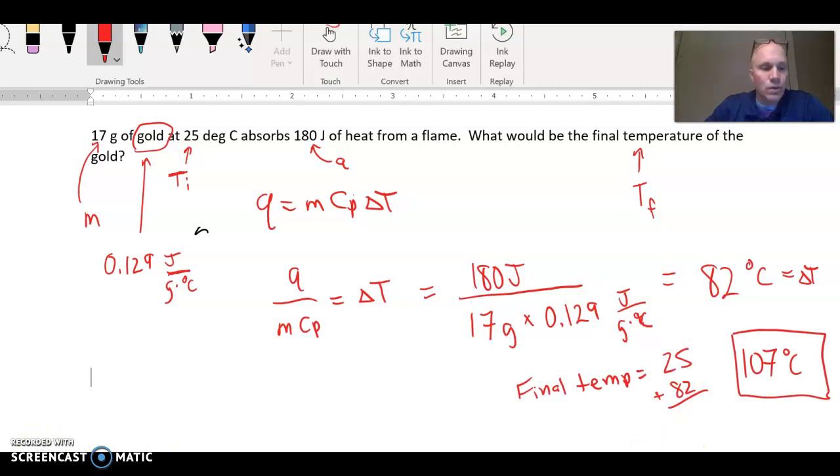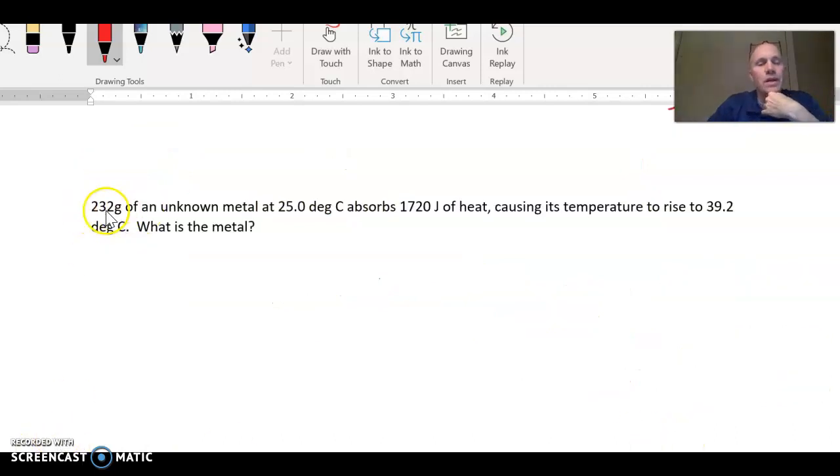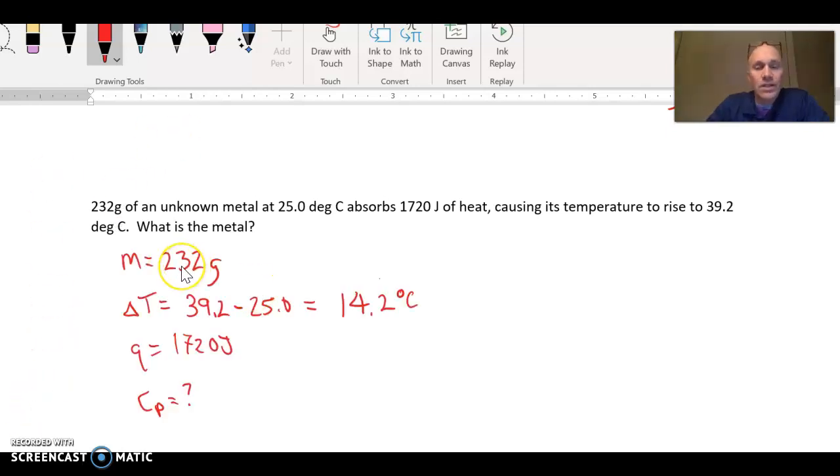All right, so the next type of problem: 232 grams of an unknown metal at 25.0 degrees Celsius absorbs this much heat, causing its temperature to rise to 39.2 degrees Celsius. What is the metal? Let's see if we can figure this out. Let's identify what we know from this problem. This is going to be our mass. Delta T, we know its starting temperature and its final temperature, so we can calculate a temperature change. It tells us how much heat is absorbed, so we can just write that down.